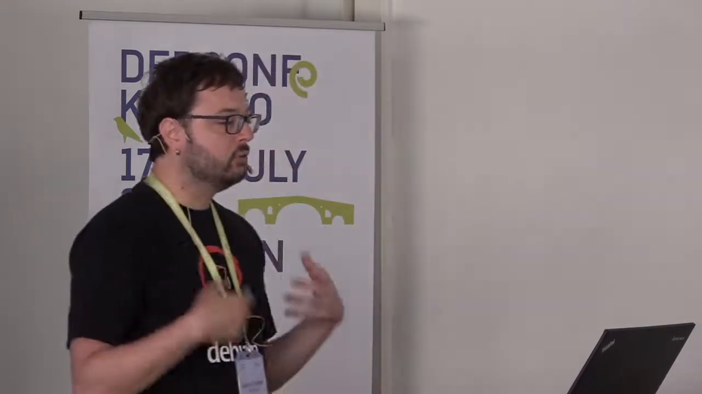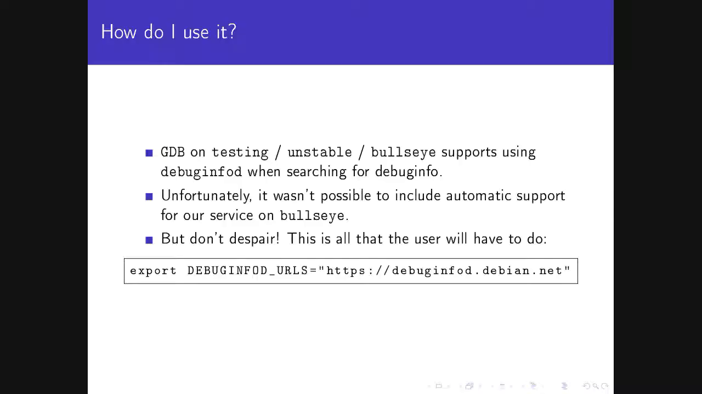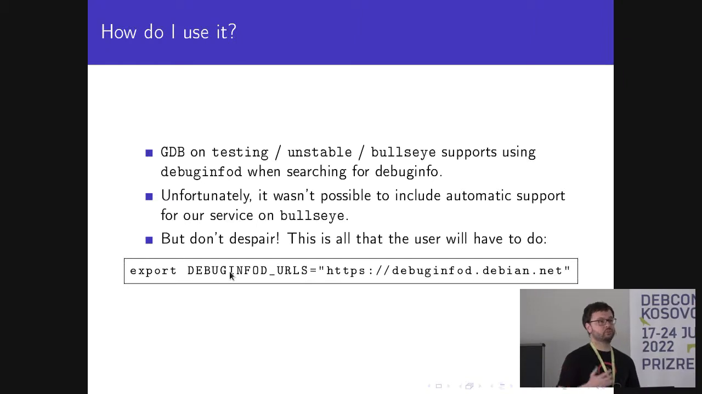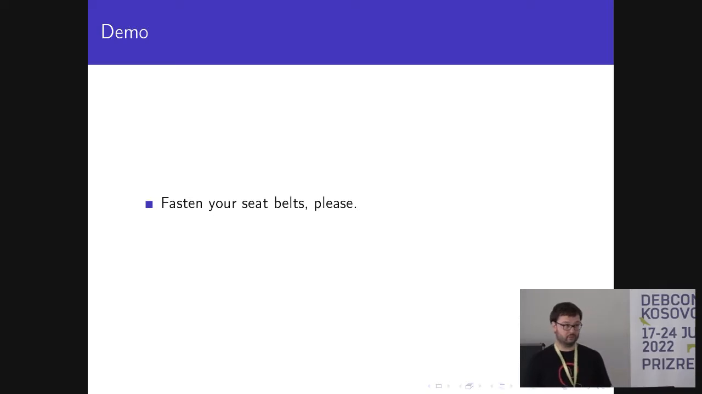So how do you use it? If you're using testing, unstable, or bullseye, GDB already has native support for it. So what you have to do is just export an environment variable in your shell with the URL of the service, and that's it. That's all you have to do. Unfortunately, I tried to include automatic support for GDB so that you don't even have to export this variable, because it would be automatically exported when you log in. But it was too late in the release cycle for Bullseye, and I wasn't able to get it in. Maybe for Bookworm. But yeah, it's really easy. It's just this variable. And okay, let's do a demo.